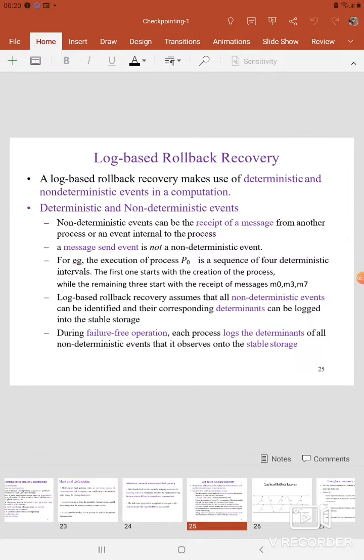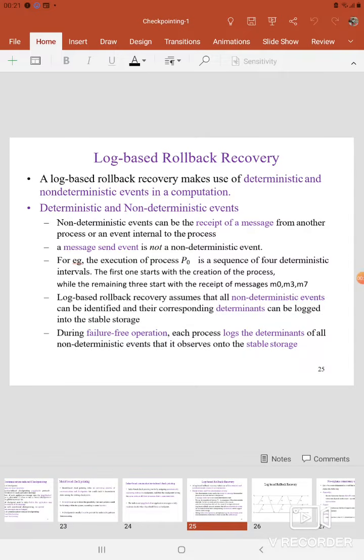This method completely uses the deterministic and non-deterministic events in a computation. While doing one computation, we are categorizing the events into two types, deterministic and non-deterministic. Based on the type, we are going with a log-based rollback recovery.